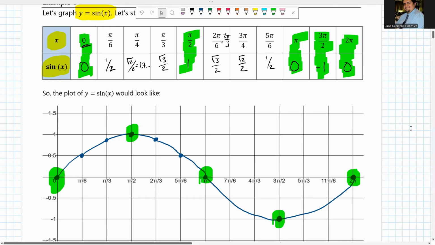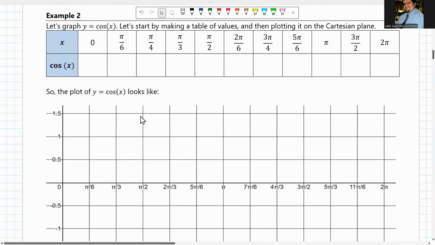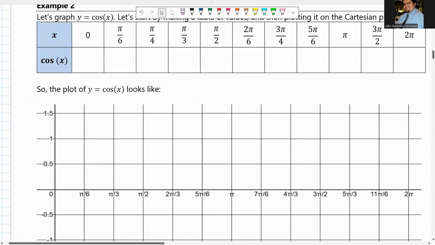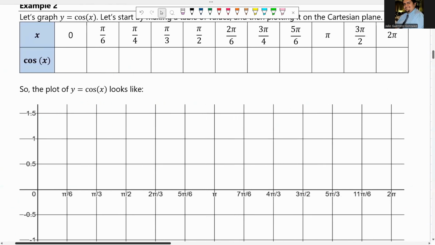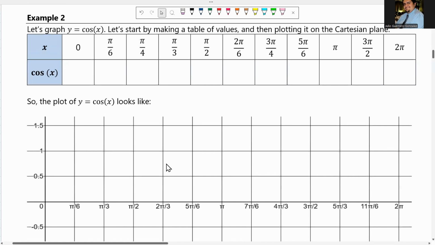Awesome. Okay, let's keep going. All right, let's move along. The next one that I'm going to do is cosine, okay? So now, we know that cosine is the x portion, okay? So let's go through our unit circle and let's graph those, right?